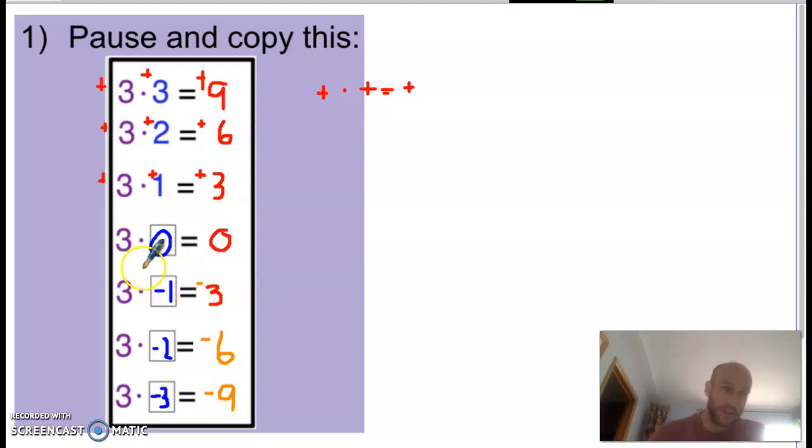So the difference with these problems here is that we are multiplying a positive and a negative, a positive and a negative, a positive and a negative. And you can see the answers are all negatives. So when I multiply a positive times a negative, no matter what, I get a negative answer. Okay? All right, let's move on and try the next one.